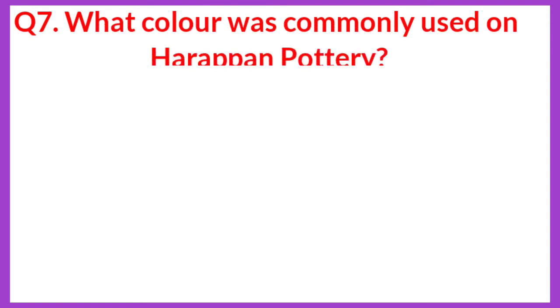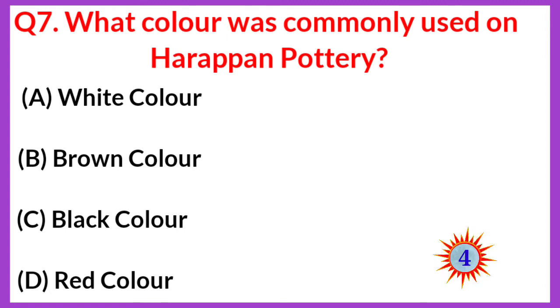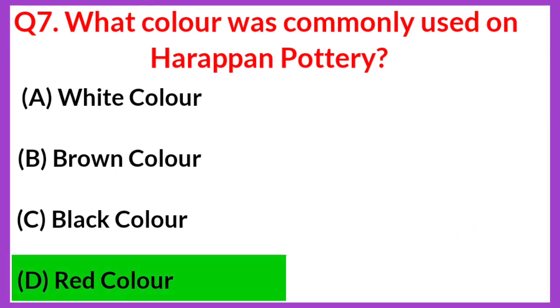Question number 7. What color was commonly used on Harappan pottery? Your options are as follows. A. White color. B. Brown color. C. Black color. D. Red color. And the right answer is option D. Red color.